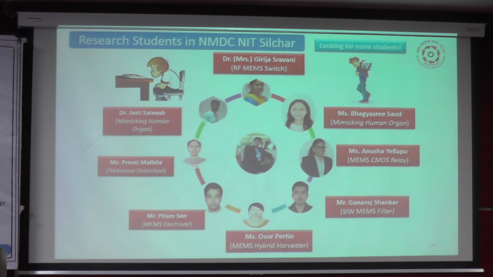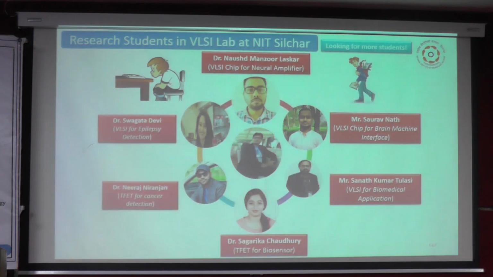So we are actually working in different fields. You can see RF MEMS, mimicking human organs, Parkinson detection, which we have also worked on. Then the MEMS energy harvester, we have also worked on that. And mimicking human organs, right now we are working in this field.